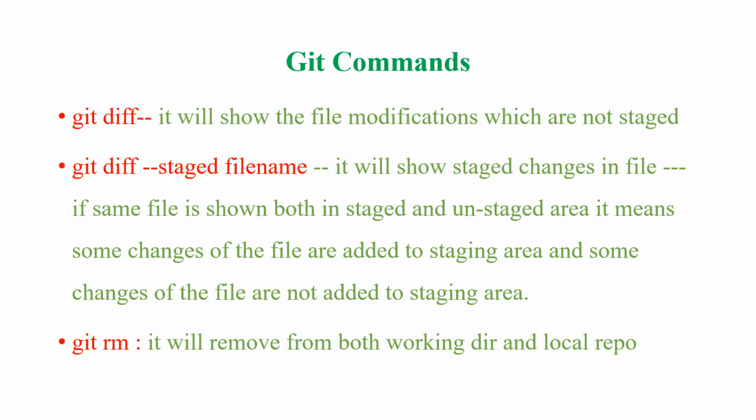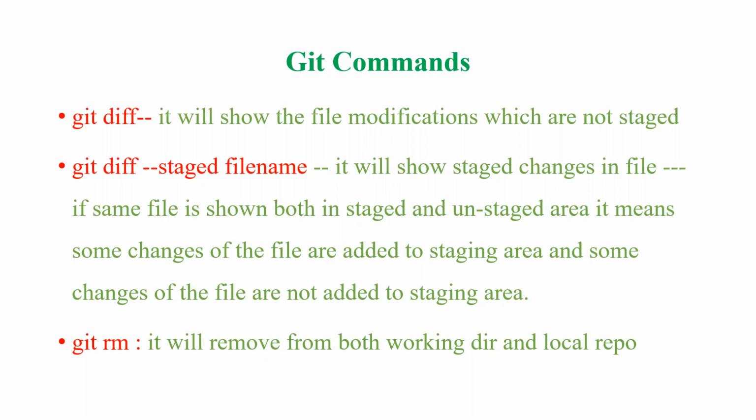Coming to the git diff, it will show the file modifications which are not staged. So whatever modifications are not staged, if you want to get that information, we can use the git diff command. Then git diff staged file name. This command is used to show staged changes in the file, and if the same file is shown both in staged and unstaged area, it means some changes of the file are added to the staging area and some changes of the file are not added to the staging area. By using git diff staged command, we can identify this.